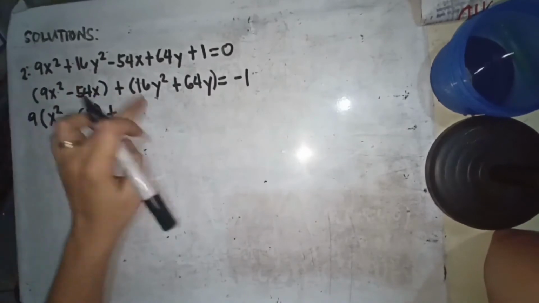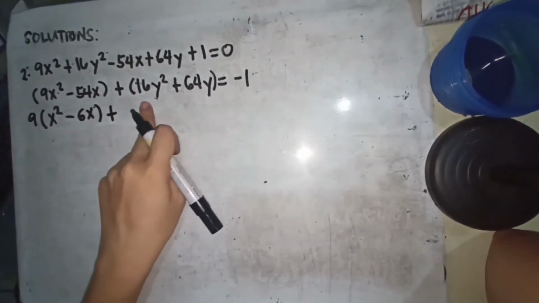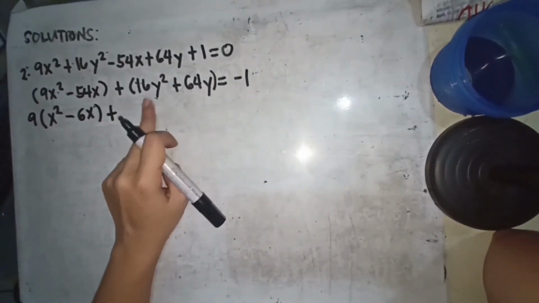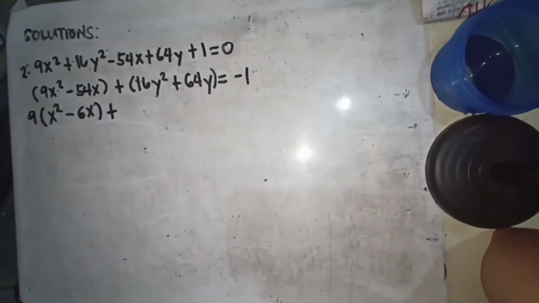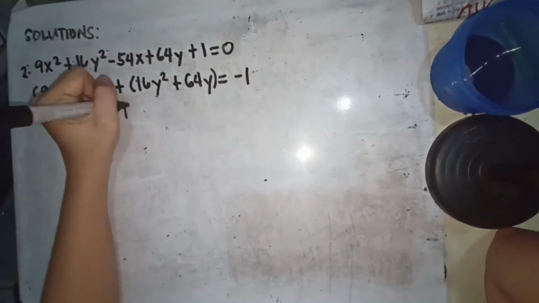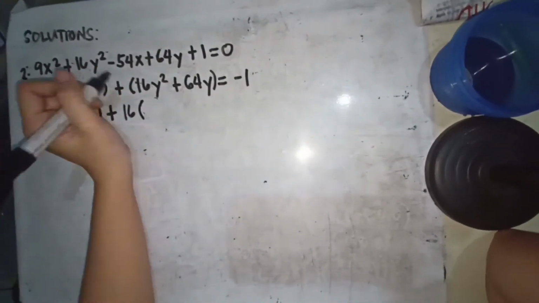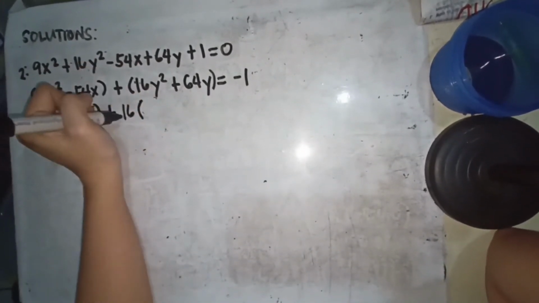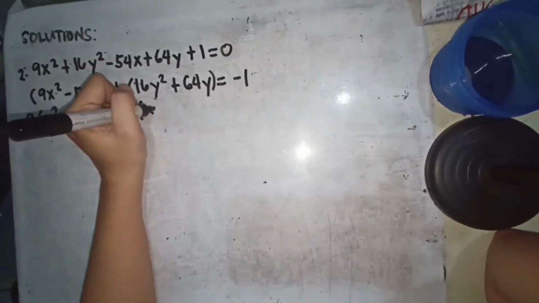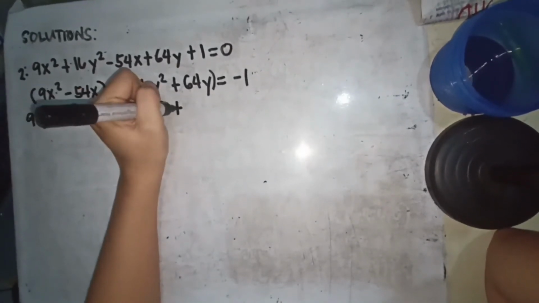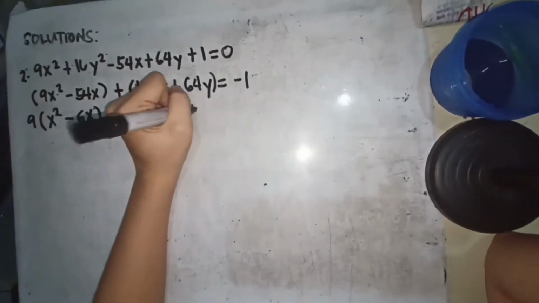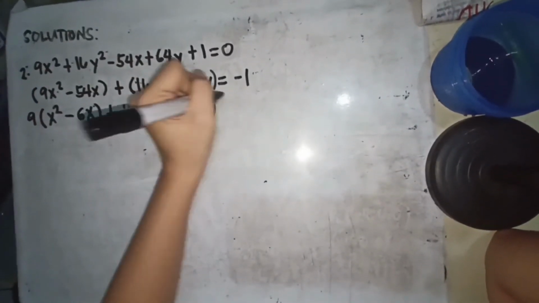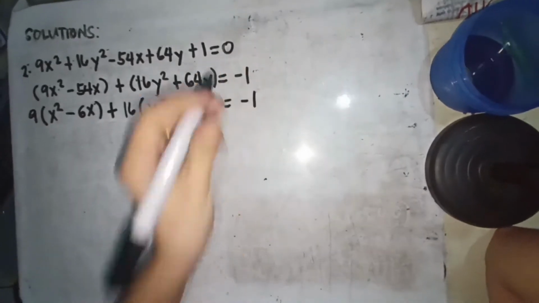Plus, here, we have the coefficient of the squared term. So, for y squared, we have 16. So, factor out 16. We have 16 times y squared, 16y squared divided by 16 is y squared, plus 64y divided by 16, that would be 4y. This is equals to negative 1.